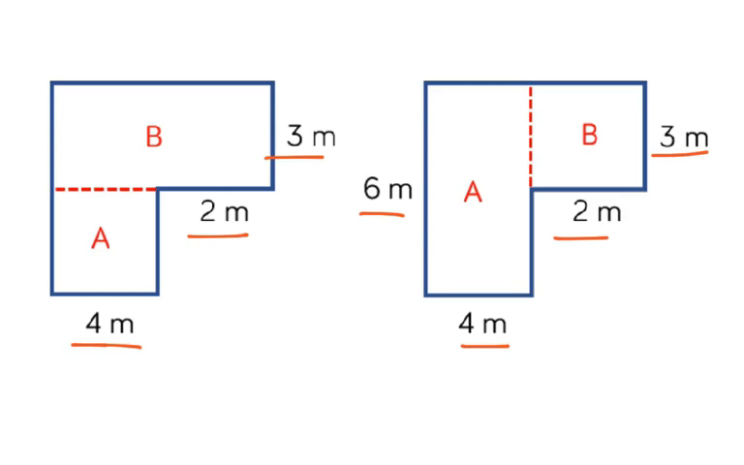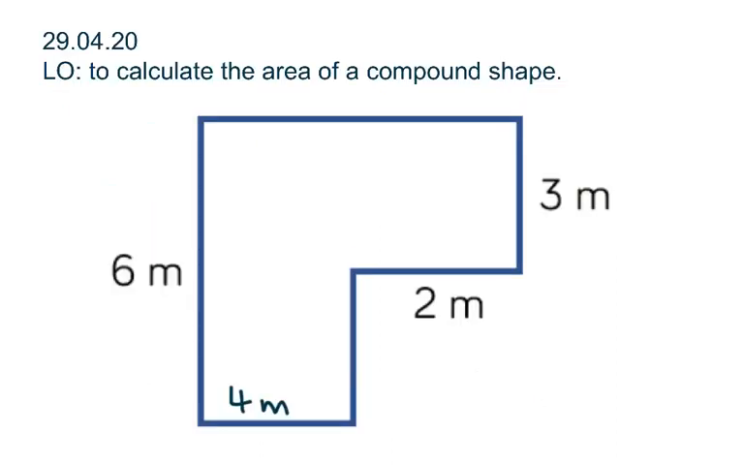So if we remember from Monday and Tuesday, that area equals length times width. That's what you really need to remember, that formula for calculating the area of these shapes here. Obviously be really careful with your times tables, and I'll show you now with this example how we're going to find the area of this L shape.